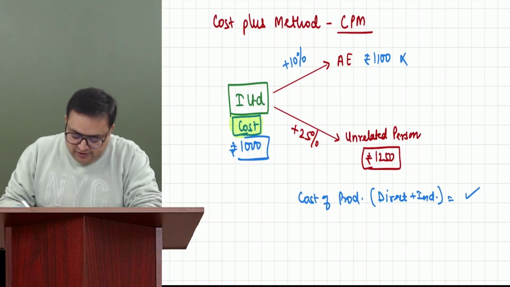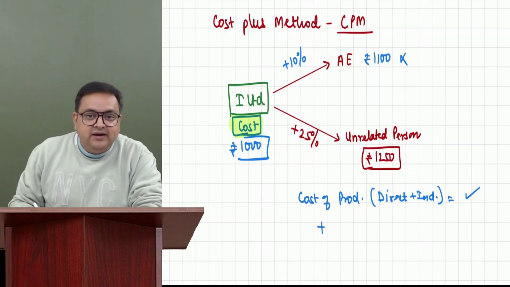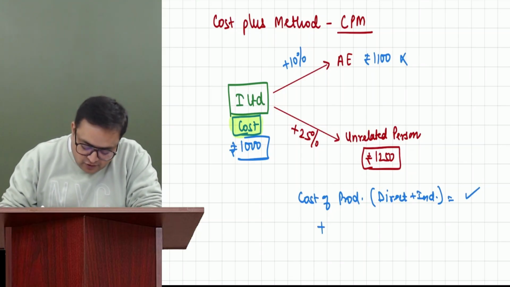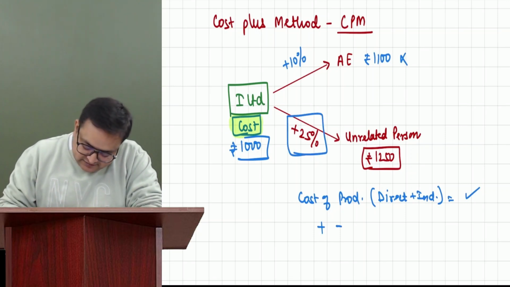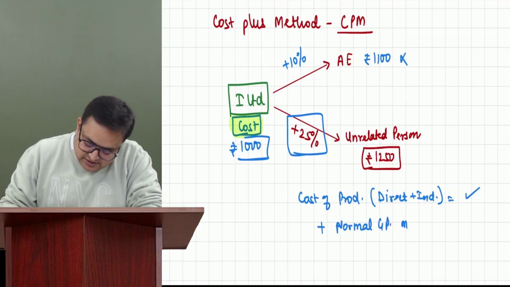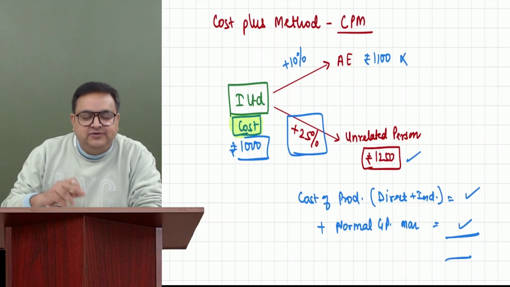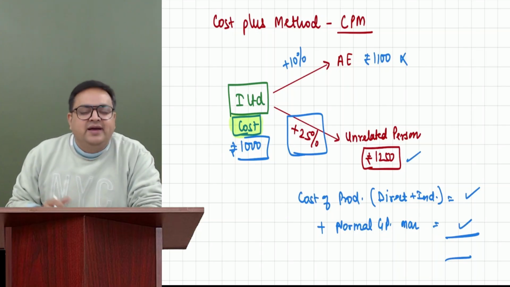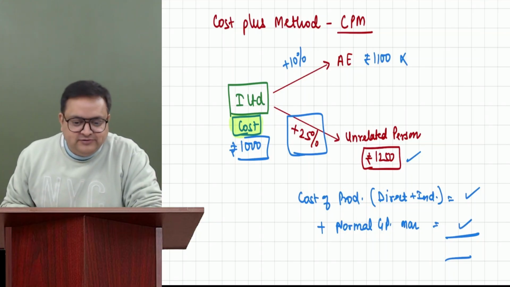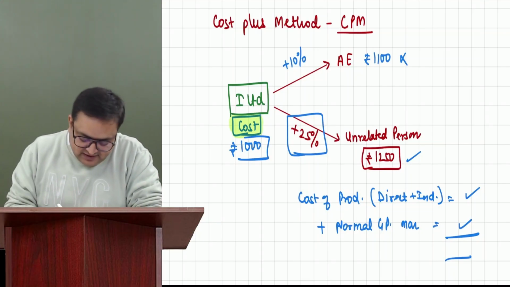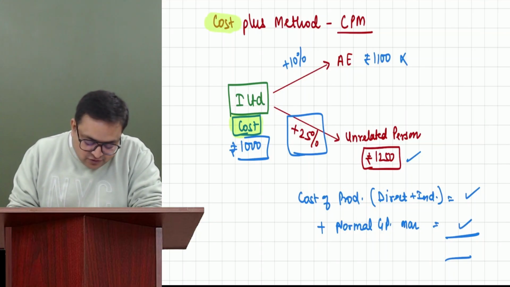Correct? And what will we add to it? We will add the normal gross profit. So plus normal gross profit, normal GP margin, we will add, so that we can get this price. This price is actually the correct price. So this is the ALP. And if there is any functional difference, you have to add or subtract the functional differences also. Understood?